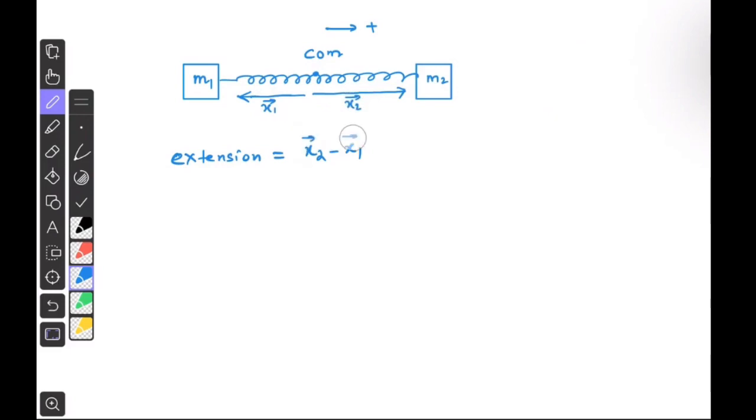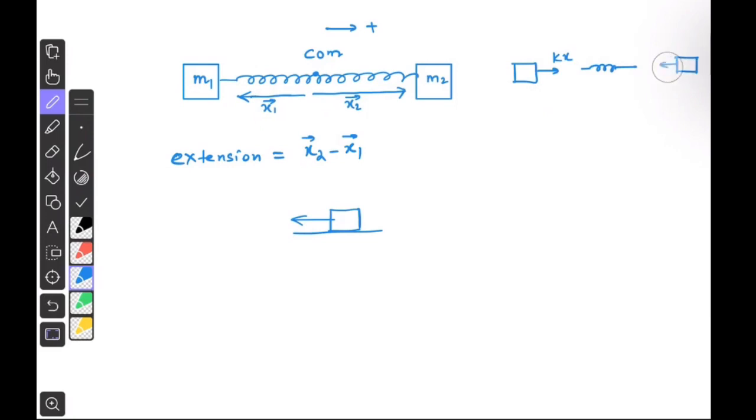x2 minus x1. So what is the force that will be acting on m2? That is only the spring force. Suppose I consider m2. And which way will the spring force act? Suppose the spring is elongated in total by x. So the spring force will be kx, and that kx is going to act this way on m1.